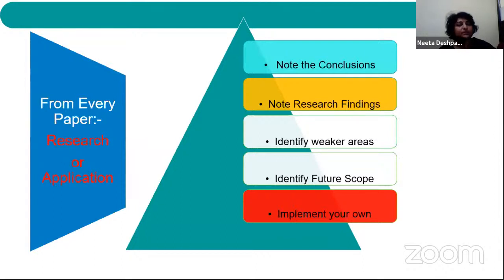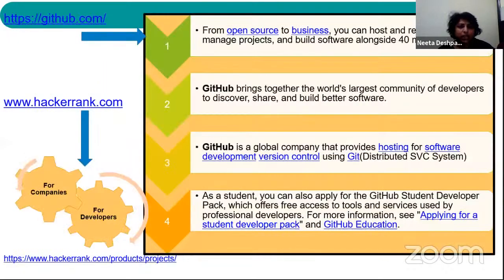So you'll read 10 papers, you'll find out conclusions, research findings, the weaker areas, the future scope, and you'll implement your own. I will also suggest that you please go to GitHub. It's open source and available to you. You can host and review code here. You can manage projects here. You can see what people are doing. So please go to GitHub, check the details on your topic. Go to HackerRank, check the details on your topic, and then you will be actually ready and available with the thing that you have to do.